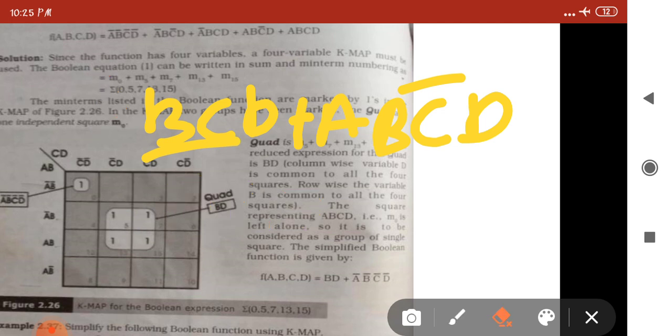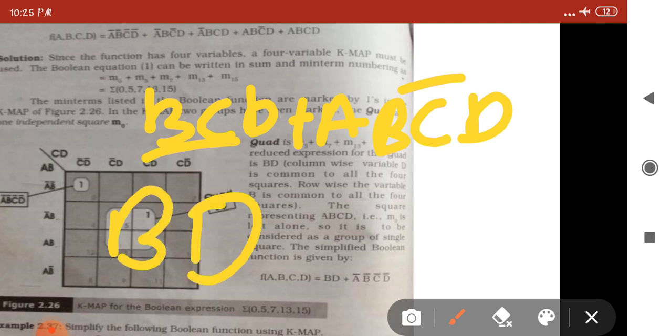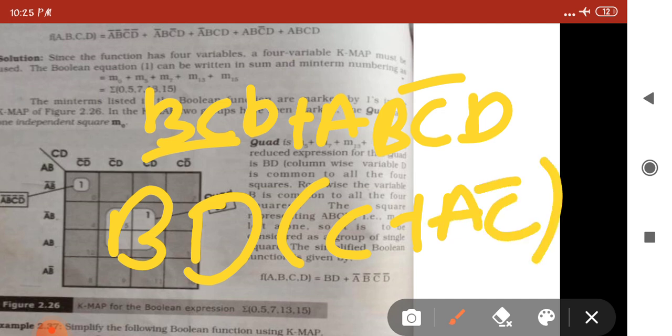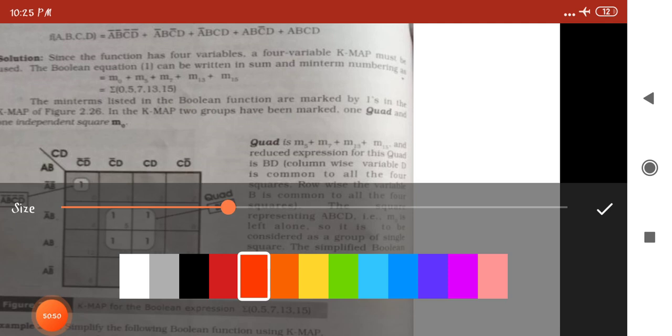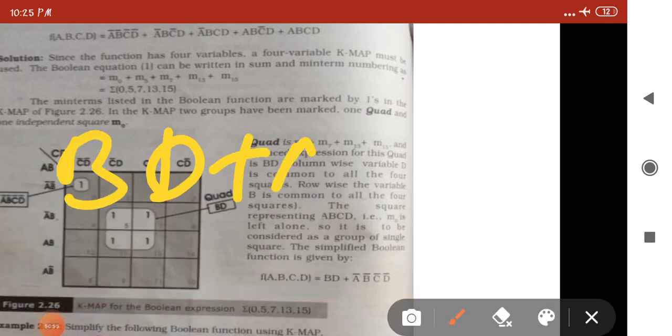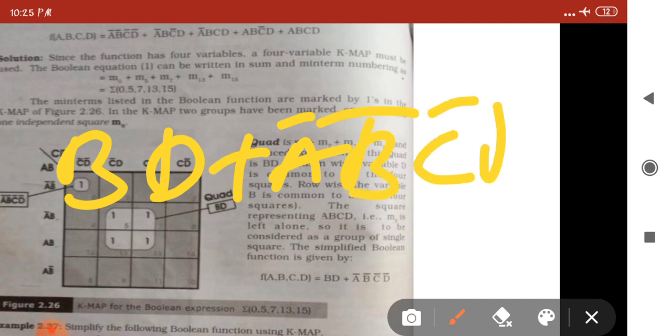B, C, D plus A, B, C bar, D is there. Which one is common? B, D is common. C plus A, C bar. C plus A B bar, it is 1. It is B D plus B D plus A bar, B bar, C bar, D bar. Can we write it like that?